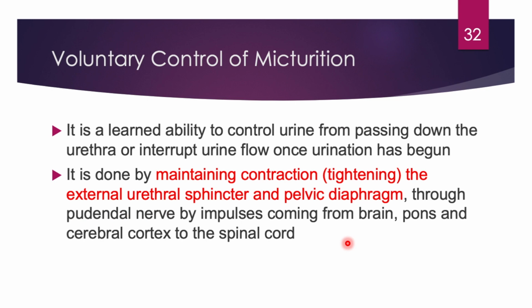Voluntary micturition is a learned ability to control urine from passing down the urethra or to interrupt urine flow once urination has begun. It is done by maintaining contraction or tightening the external urethral sphincter and pelvic diaphragm through the pudendal nerve by impulses coming from the brain, pons, and cerebral cortex to the spinal cord.